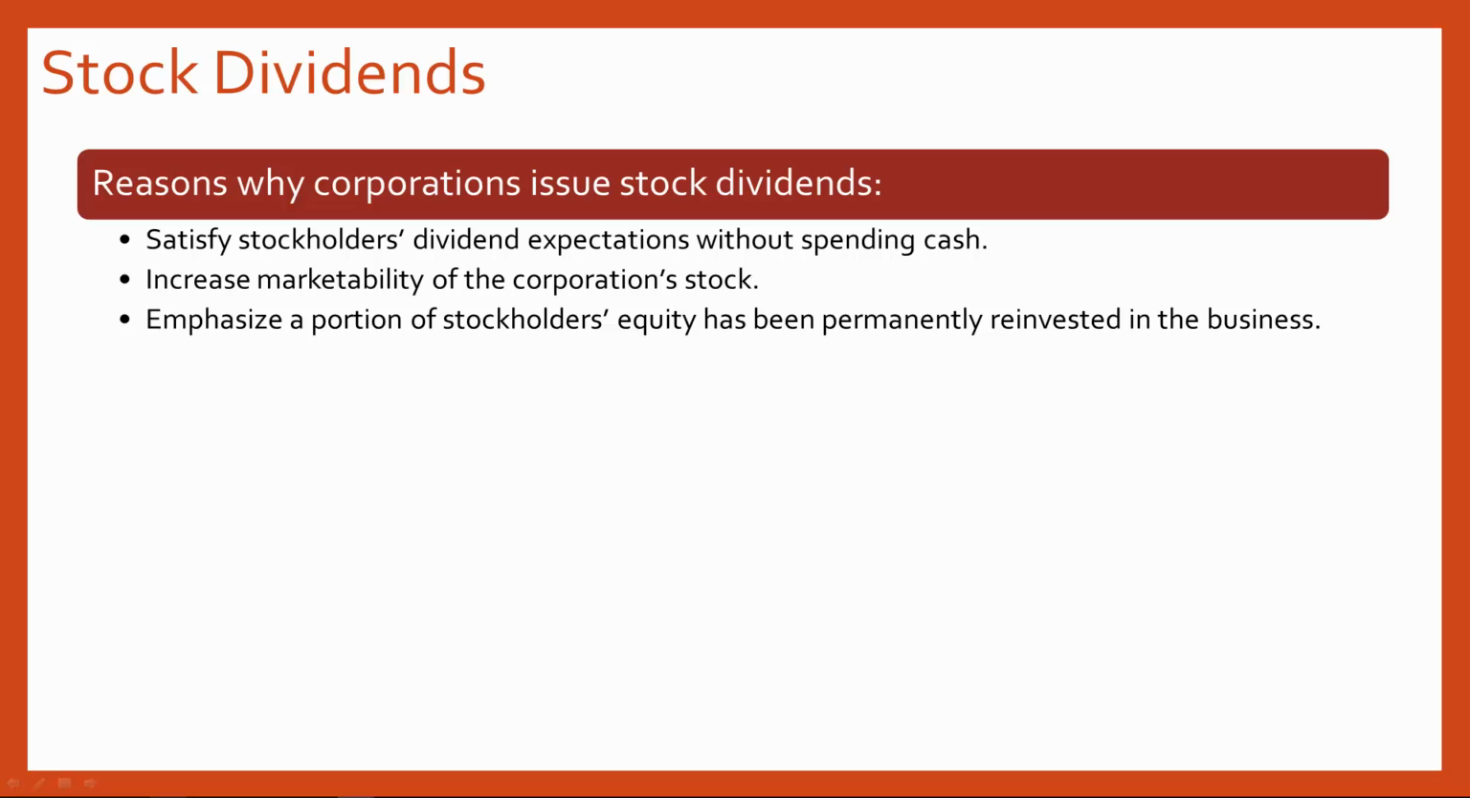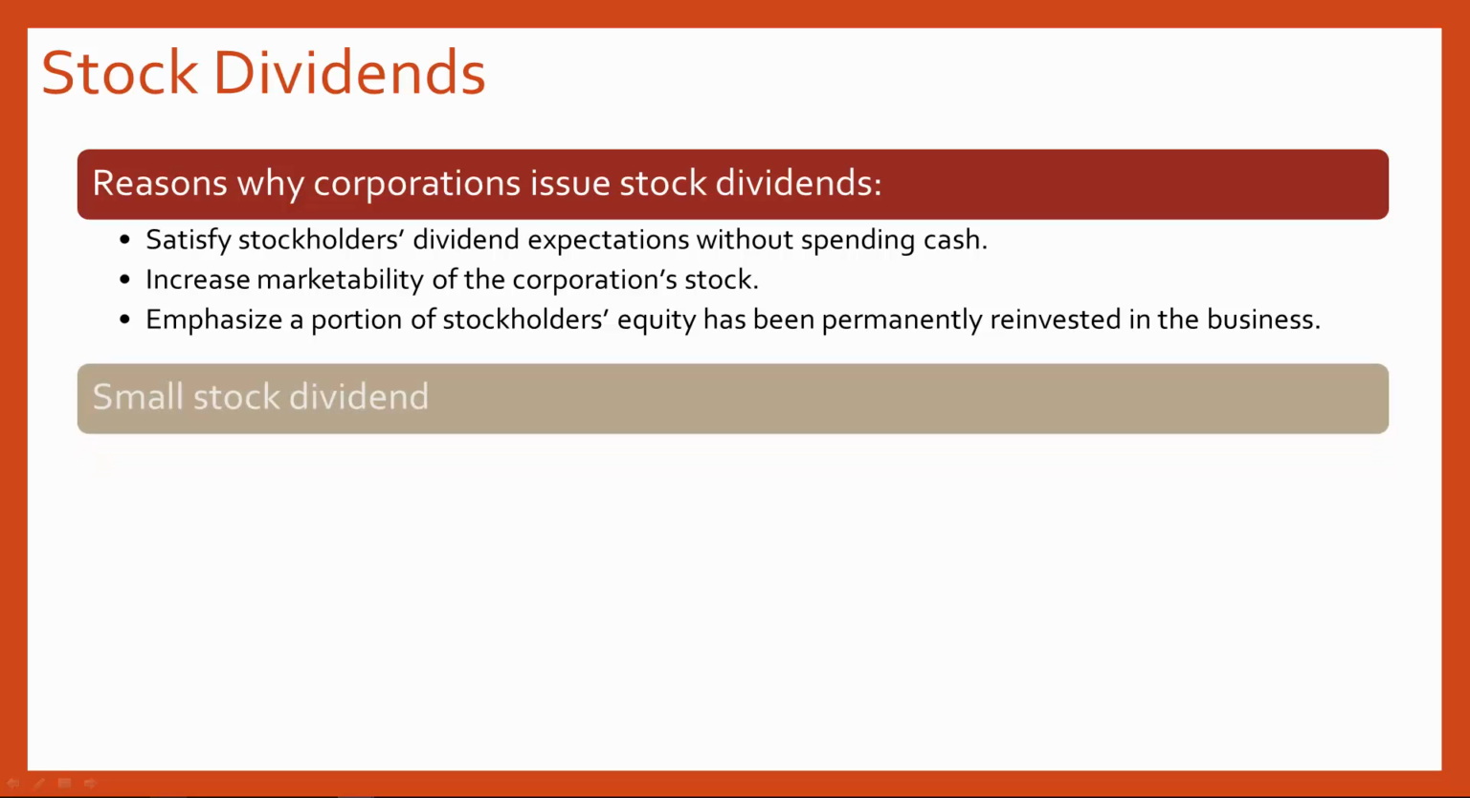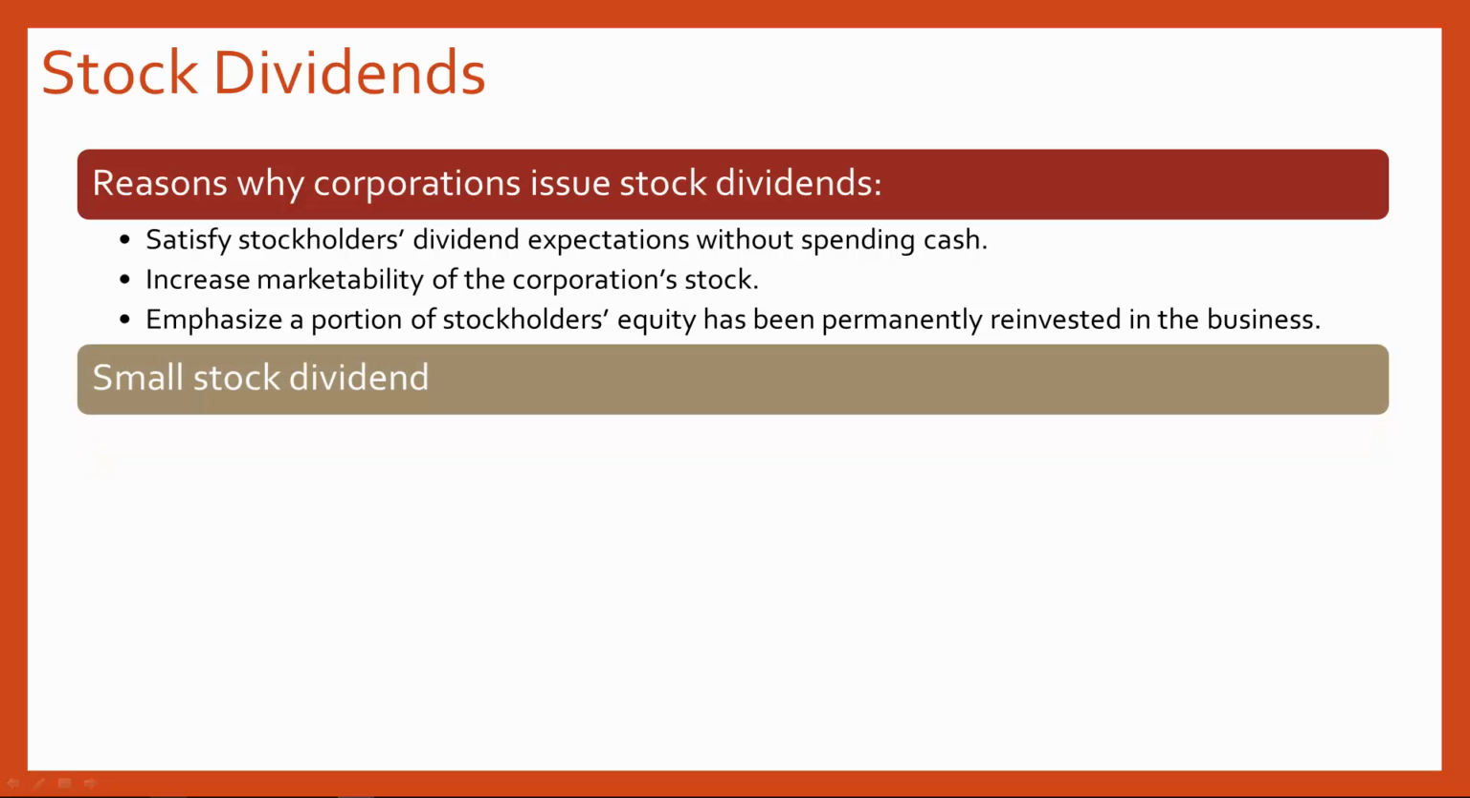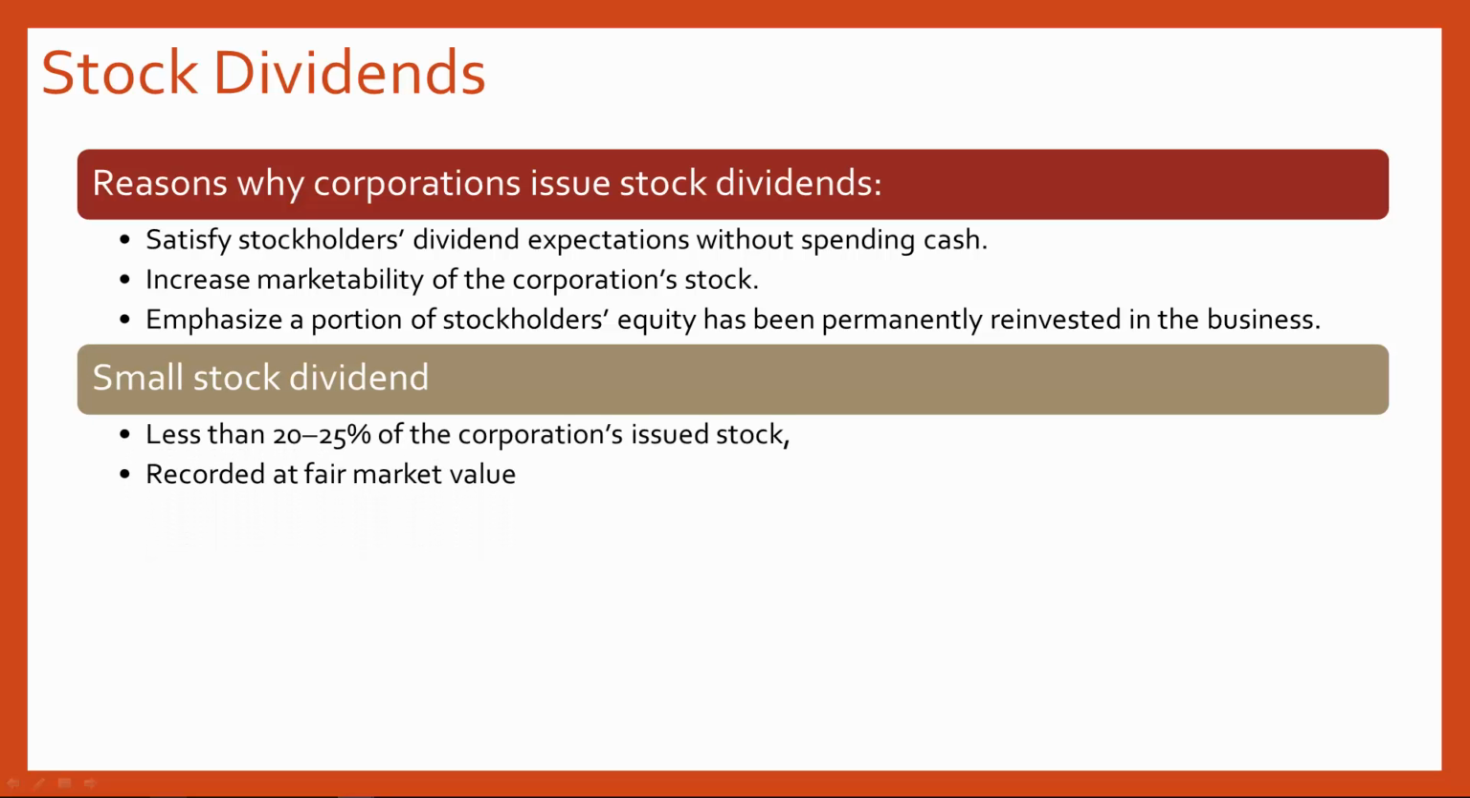It's also a great way for corporations to emphasize to their shareholders that their equity is being reinvested in the business and that it's growing the equity side of the business. For stock dividends, there are two types: small stock dividends and large stock dividends. A small stock dividend occurs when a company issues a dividend that is 20 to 25% of the corporation's currently issued stock. In that case, the dividend is recorded at fair market value.